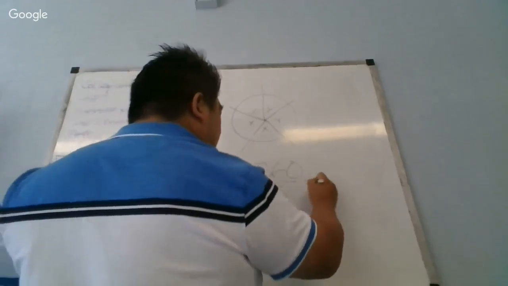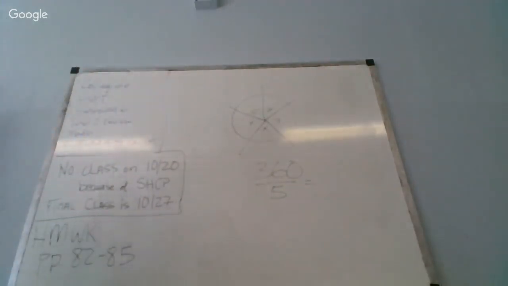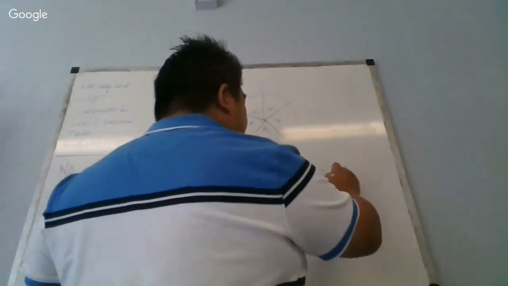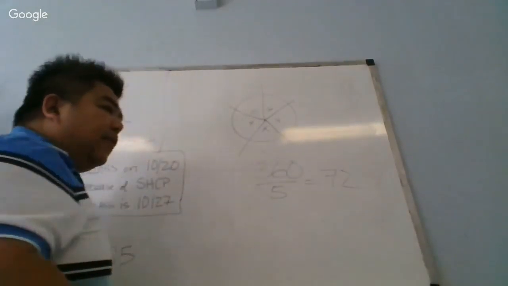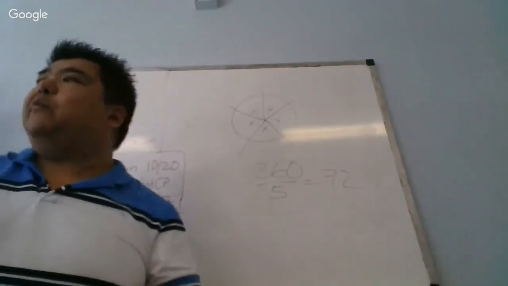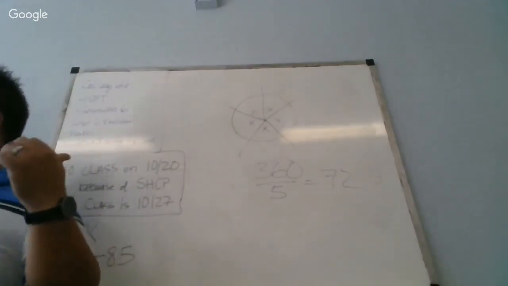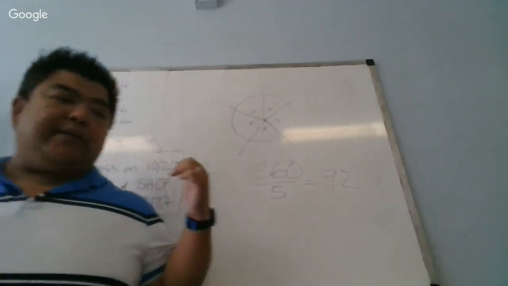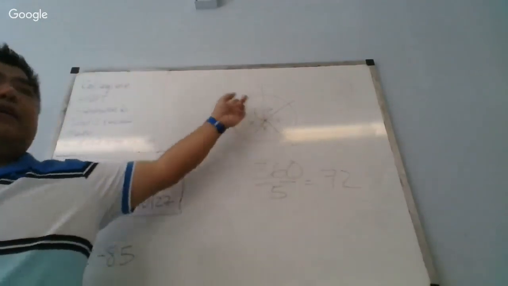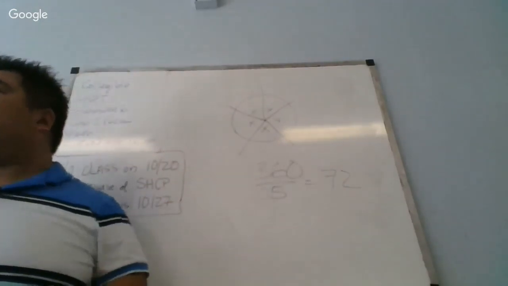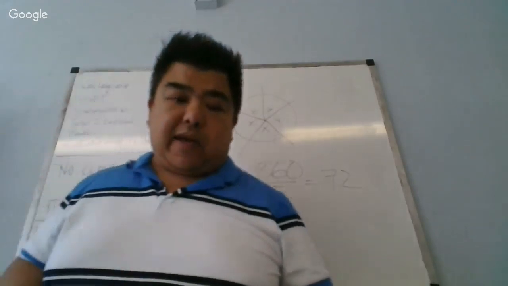5 goes into 36 a maximum of 7 times, so that's it. 72, that's right. So each of the x values equals 72 degrees. That's correct. Does everybody see how he did this? He basically said, since there's 5 x values, 360 divided by 5 is 72. That's correct. Okay.